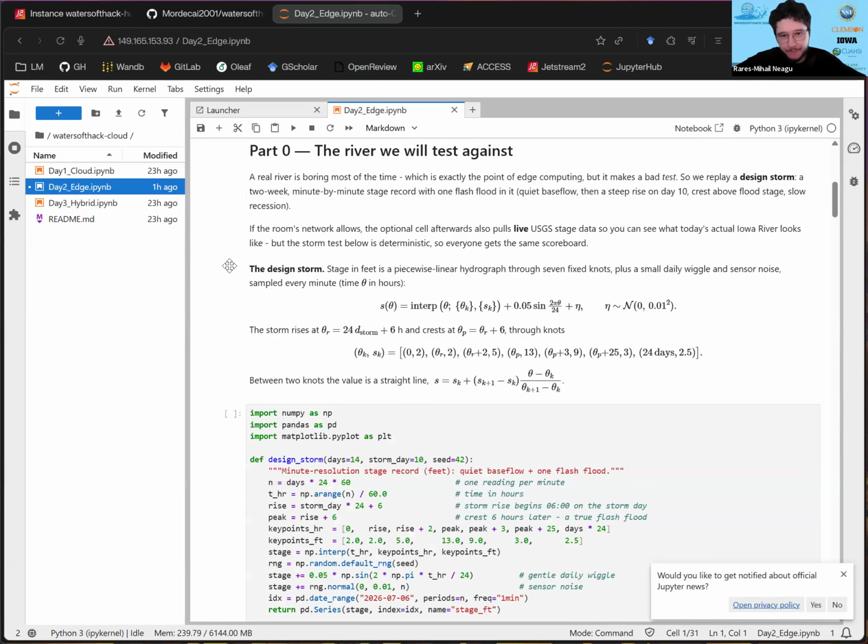So now, we will have a river, all right, but we will try to design a storm, okay? So how are we going to do this? Okay, let's take a look at the formula. So first of all, we're going to have a base flow, and then we're going to try to basically create like a spike. We can do this using interpolation, and I'll show it through the code how to do it.